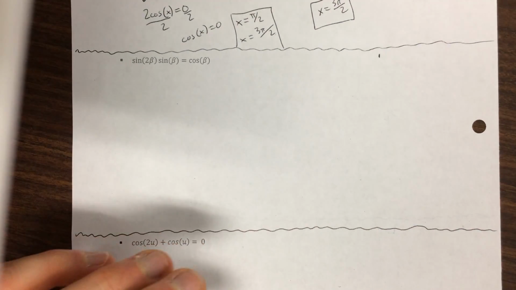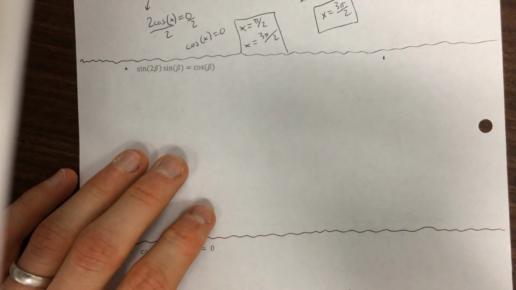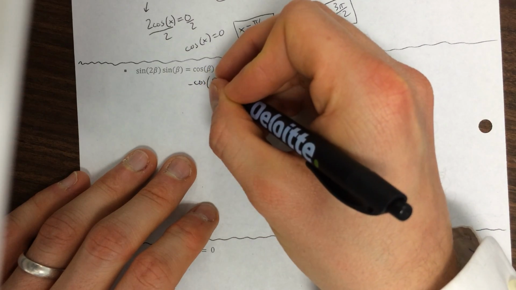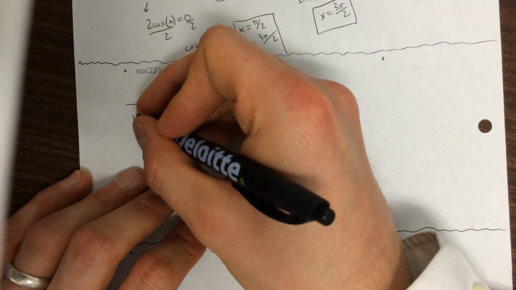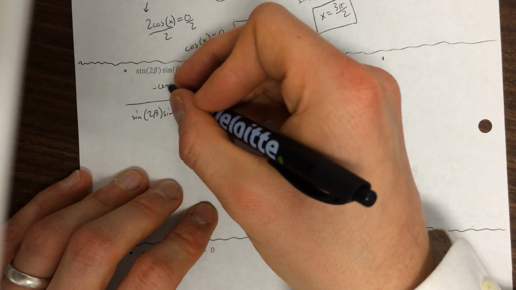Let's talk about the next one, and then I'll let you solve the rest of that on your own. Here, again, if you want to try to get 0 on one side, it's a good place to start. Subtract on both sides.